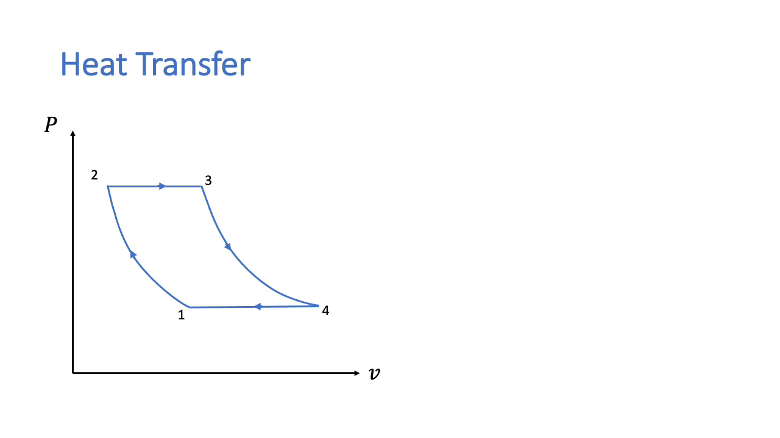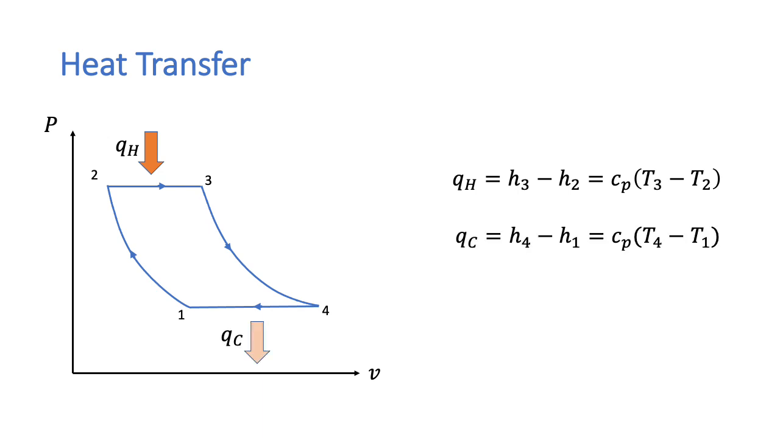We can calculate the amount of heat transfer during the Brayton cycle. The heat addition is at constant pressure, so QH, the heat added per unit mass of fluid, is equal to H3 minus H2. And we can write that as Cp (T3 minus T2). The heat rejection is also at constant pressure, so QC, the heat rejected per unit mass of fluid, is equal to H4 minus H1, which equals Cp (T4 minus T1).